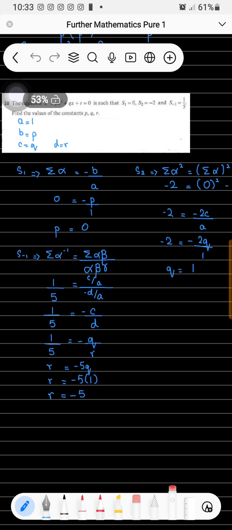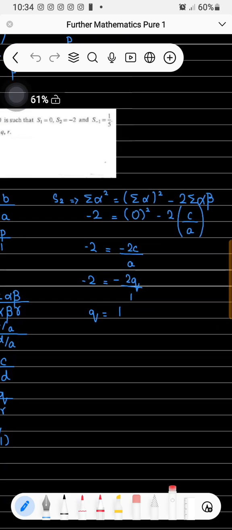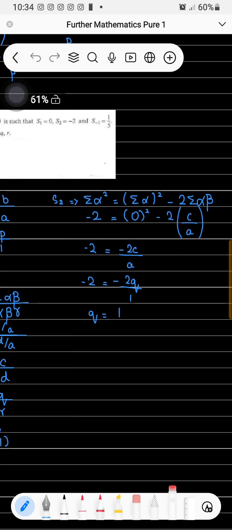We know that sum of alpha is equal to 0, and we know the formula of sum of alpha is negative b upon a. We know a is 1 and we inserted p instead of b. So it becomes 0 equal to negative p upon 1, and the 1 shifted towards left, 0 by 1 becomes 0. Then negative p is equal to 0, then p is equal to 0. Then we find out S2. The formula is sum of alpha square equal to bracket open sum of alpha bracket close whole square minus 2 sum of alpha beta.